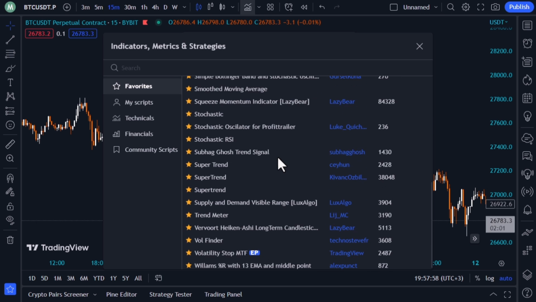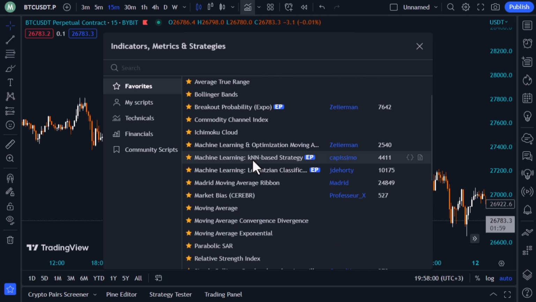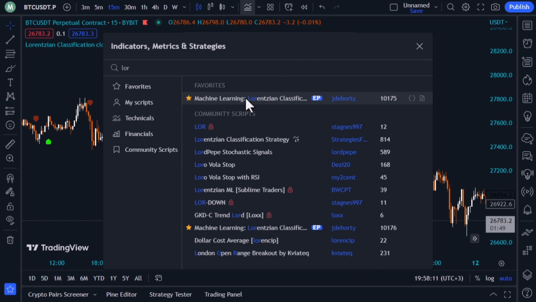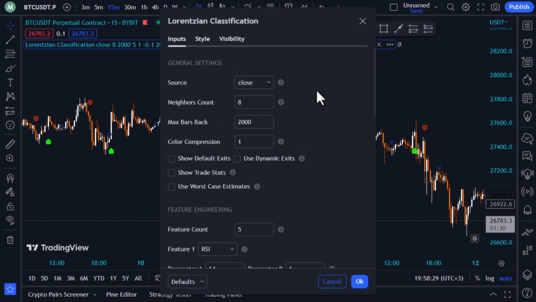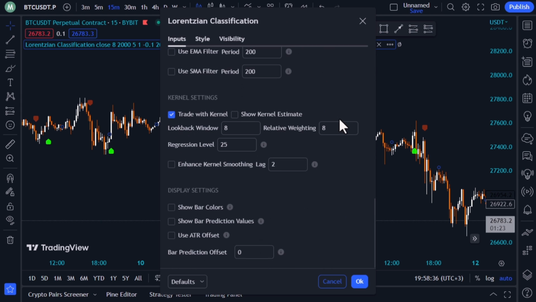First indicator that we're gonna need is the Lorentzian classification. It's easy. I talked about it in my previous video, but what we need is searching for Lorentzian, and it's Machine Learning: Lorentzian Classification by J.D. Thanks to this amazing programmer and trader. I'm just gonna go into the settings, pause the video for a moment, and do the settings as I did.